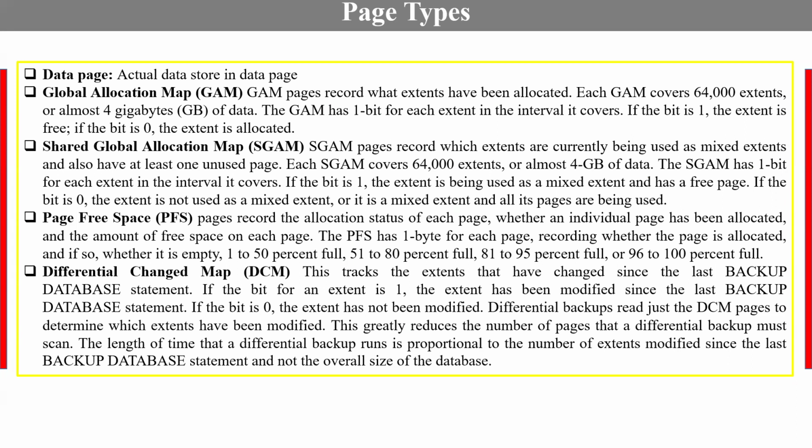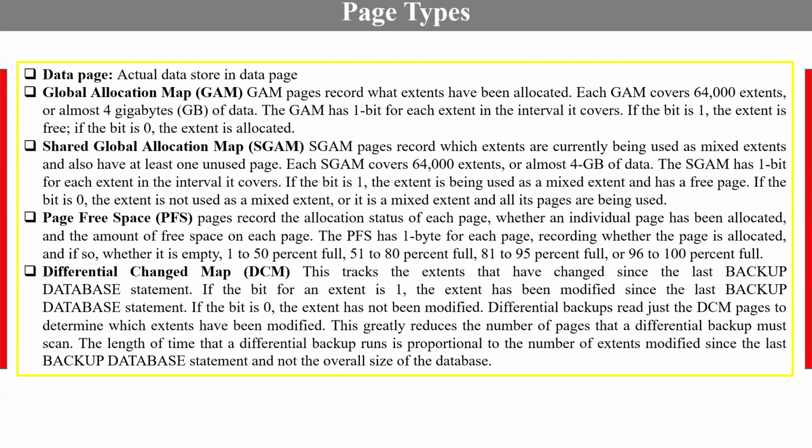But don't get confused. Your data is stored in the pages only, but allocation is in the form of extents. So it is storing the information, not the data, right? Data is stored in the data pages only. Whatever the size of the GAM page, it is not 4 GB. It is storing the information of 4 GB. What is the GAM page size?